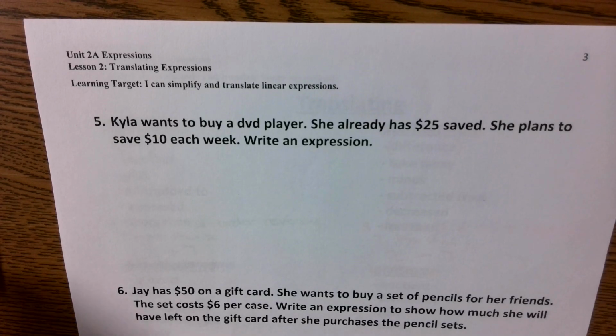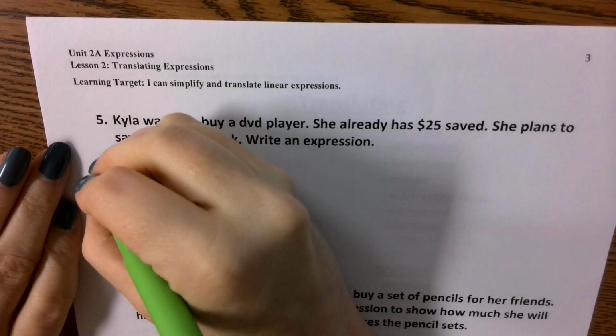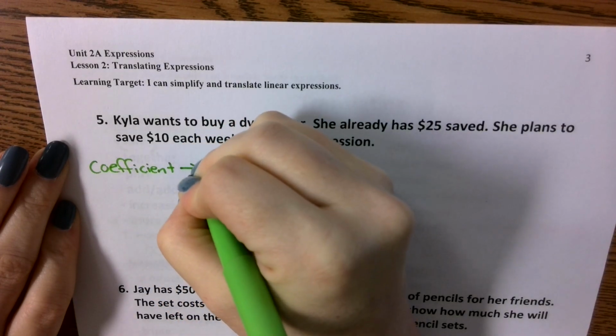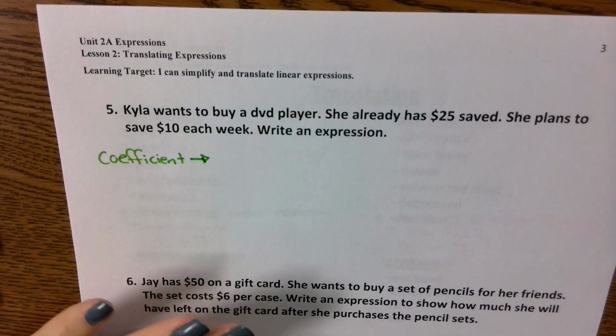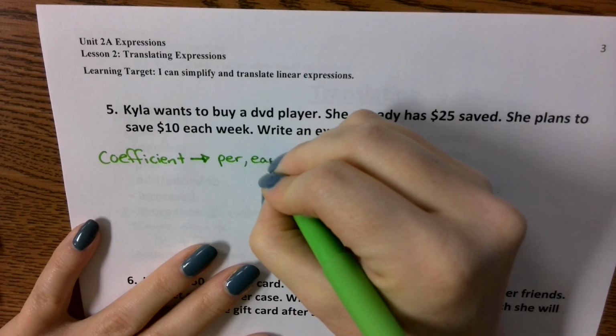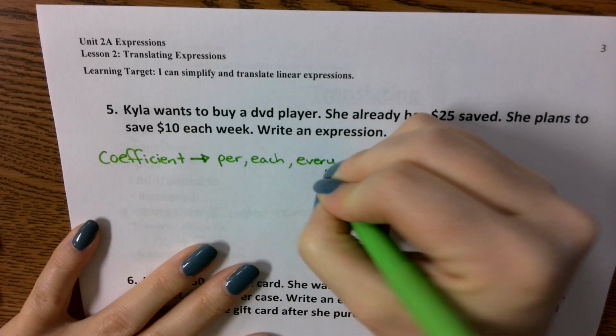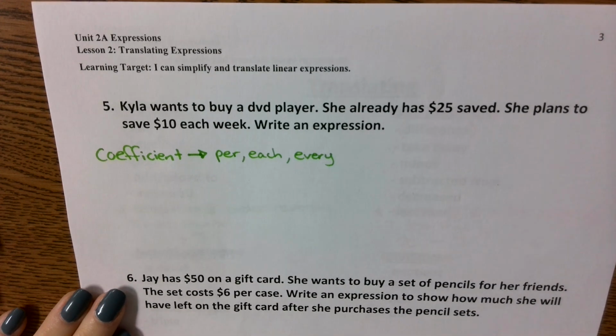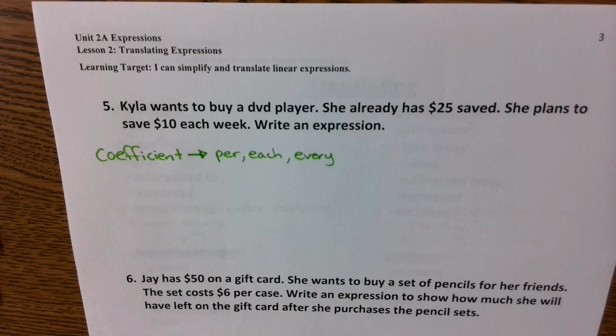So when we're writing expressions, we have to identify 3 very important things. The first thing that we always want to identify is what our coefficient is, if we even have a coefficient. So remember the following. When we're looking for coefficient words or values, we're looking for words like per, each, and every. Because remember we said per, each, and every, as long as it's in the problem and not in the question, it's considered a multiplication problem. And a coefficient is multiplied with your variable. So you're always looking for the terms per, each, and every to represent where your coefficient value is going to be.